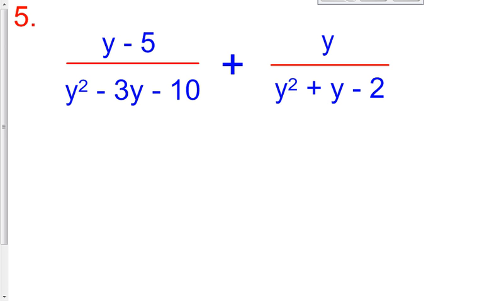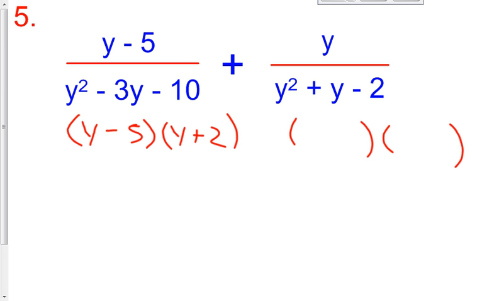Problem number 5. You see a trinomial. Whenever you see a trinomial, think of the word factor. More times than not, that's what you're going to end up doing. So you're going to have 2 different parentheses. y minus 5 times y plus 2. y plus 2 times y minus 1.